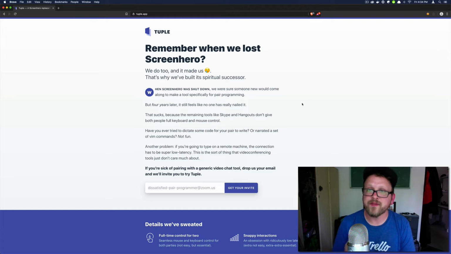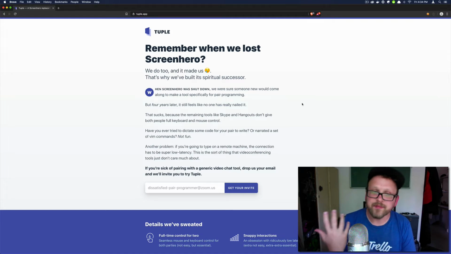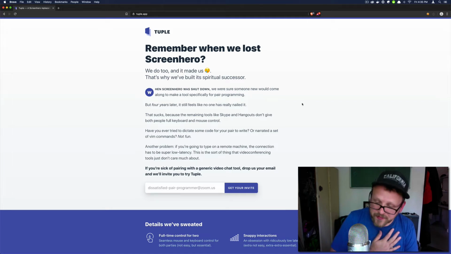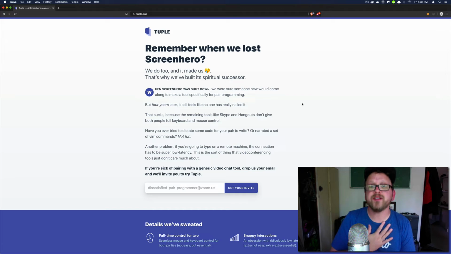That's way more than if it just said, we're building the future of remote team pair programming. Okay, that's great. But now I'm making a much deeper connection with this page through this headline. We did it too, and it made us sad. That's why we've built its spiritual successor. So because I know what Screen Hero is, I'm immediately hooked here.